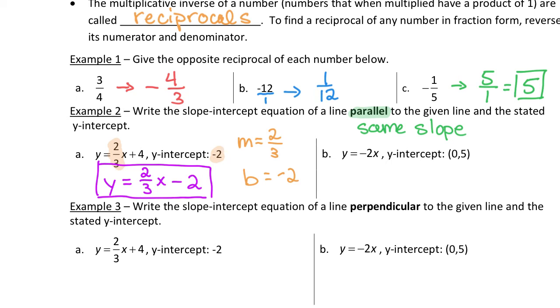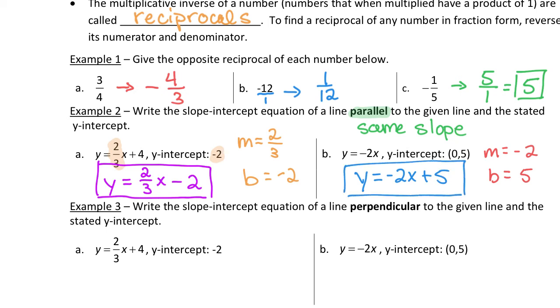Let's do that one more time with this next example, just so you can see it one more time. I'm going to go a little bit faster. So my slope here, m equals -2. That won't change because it's got the same slope. My y-intercept, this time it's written as an ordered pair, but that's still just 5. And my new equation will be y equals -2x plus 5. And that gives me the equation of a line that's parallel to my original line, which had an equation of y equals -2x.